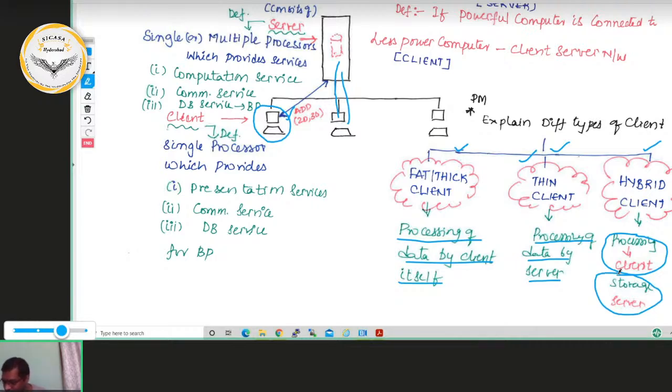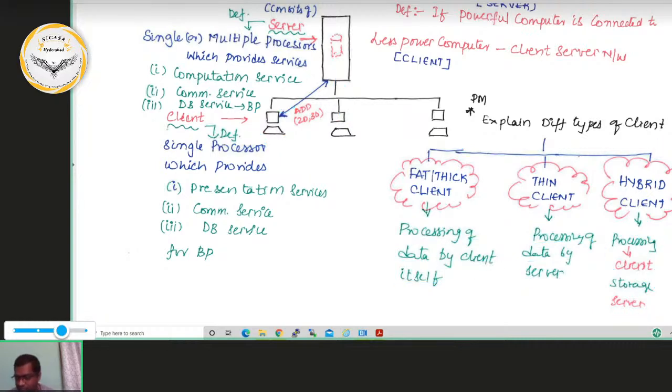Okay, so what is the first one? First one is a fat client or thick client. What is the second one? Second one is called a thin client, and third one is called a hybrid client. Okay, so this is about a client server network. We have completed what a client server network is. Now we are studying function based classification.